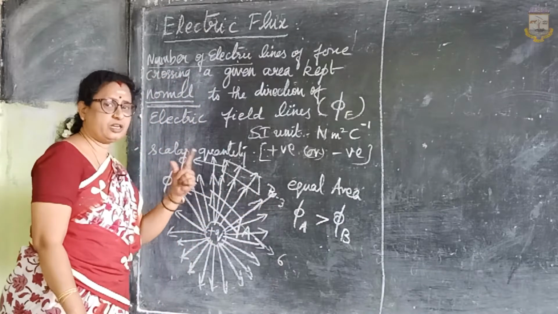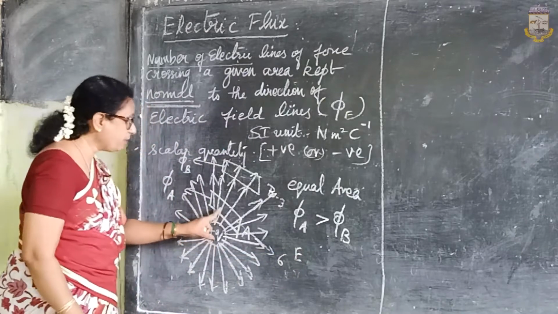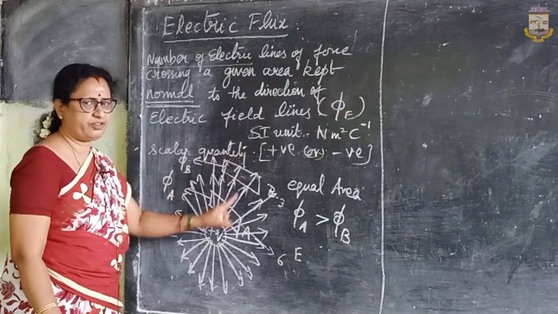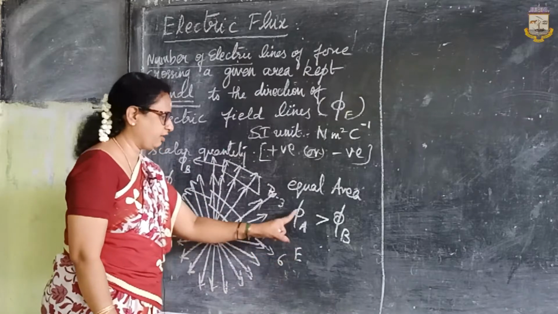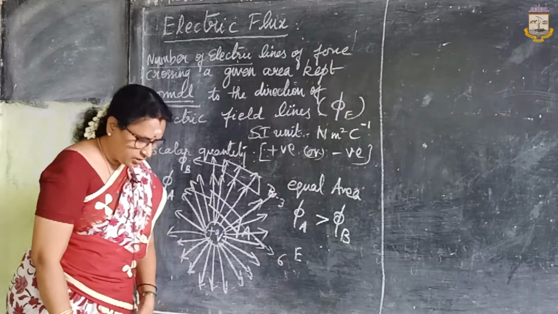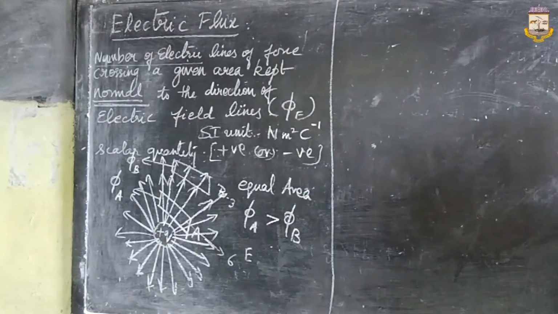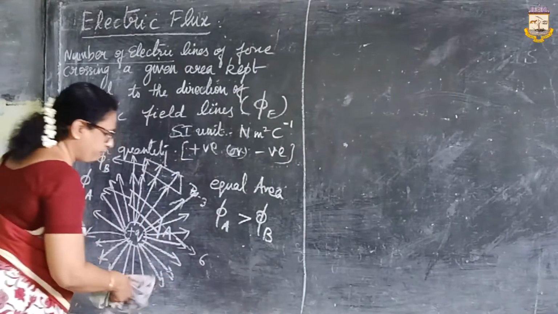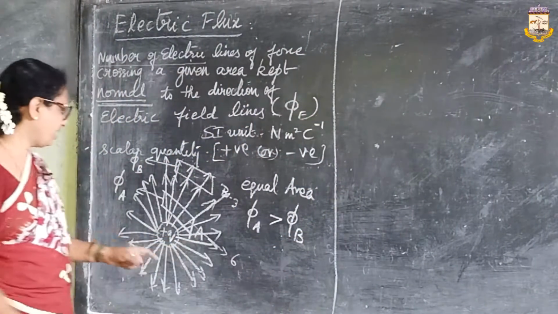This we have even studied previously. Electric field E is more at any point which is nearer to the source charge than for points which are far away from the source charge. So, wherever the electric field is more, the electric flux will also be more. So, this is only a quantitative definition for electric flux.